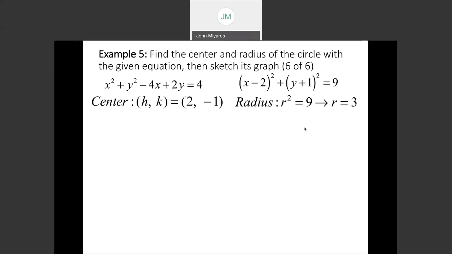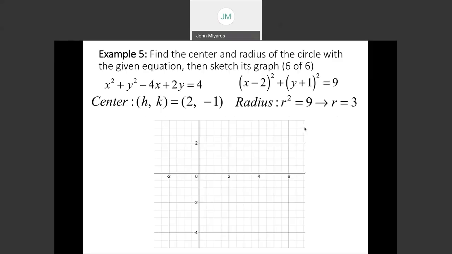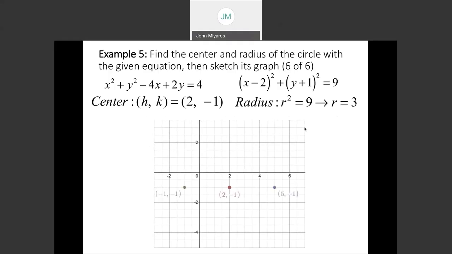To sketch this graph, just like before, we must plot the center point at the coordinates 2, -1. From there, we plot 4 key points, just like before, that are going to be 3 units away from the center. First, we go right 3 and left 3 to get the points 5, -1, and -1, -1. Then we'll go up 3 and down 3 to get the points 2, 2, and 2, -4. And from there, we can draw the circle through those key points.